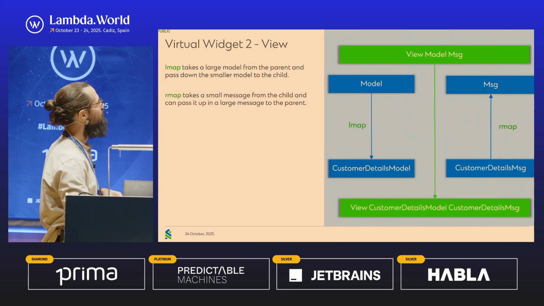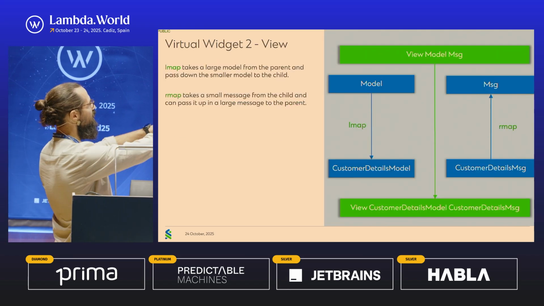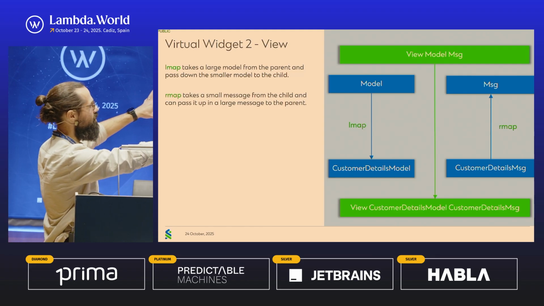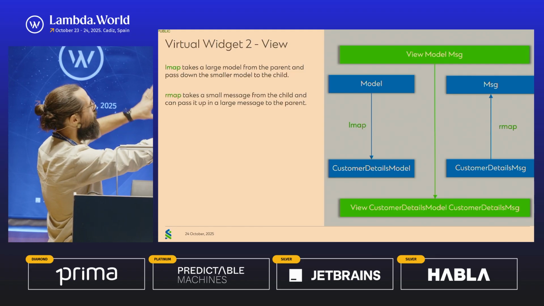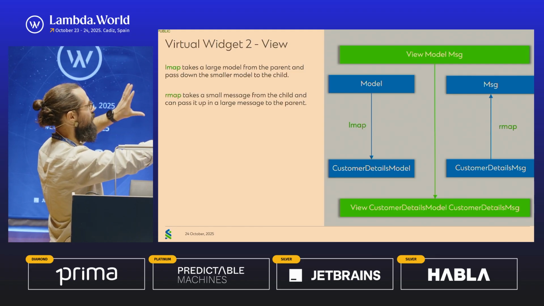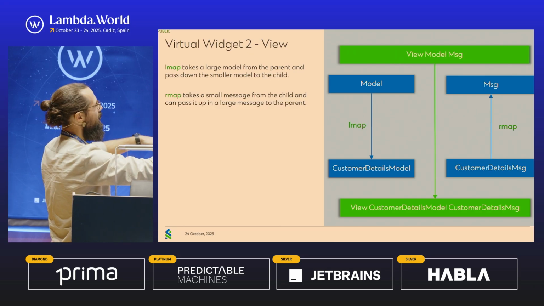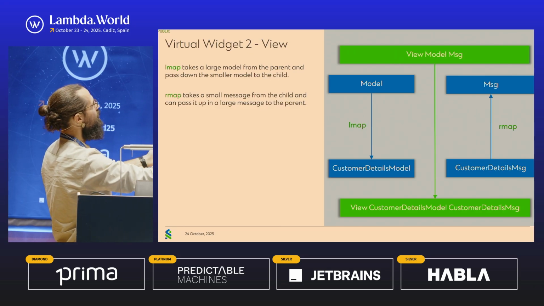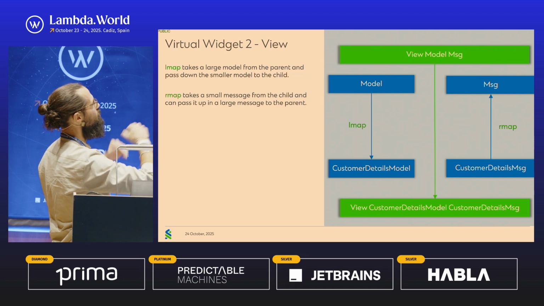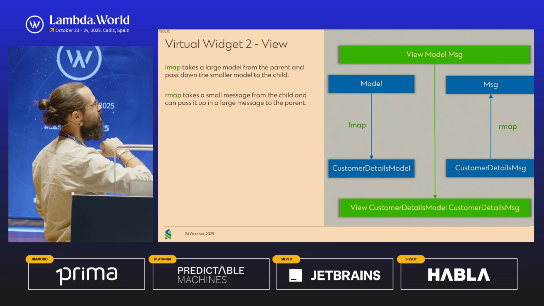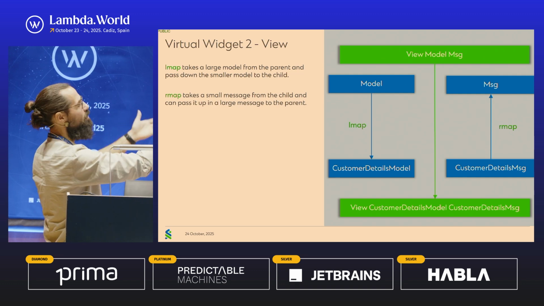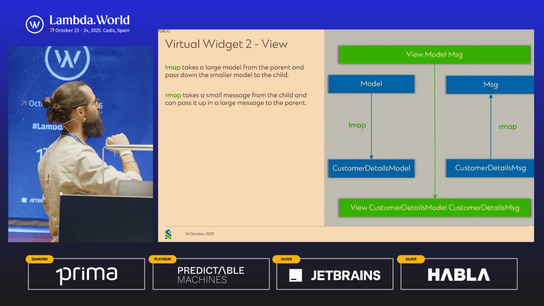So just to make this a little bit more visual, what we're doing here at the bottom, we are constructing a view or an application that works only with customer detail stuff, right? So we have customer detail model, customer detail message, and customer detail view. And I can use lmap and rmap to lift everything into a place where I can talk about models and messages. Those are like the bigger model and messages that I will have in my application.